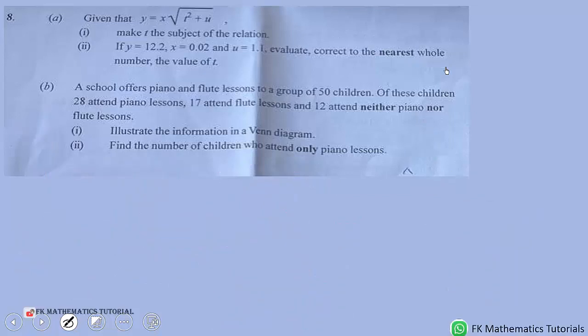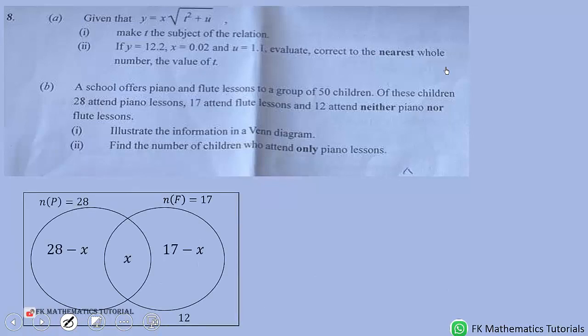So let's start. So we can draw a Venn diagram like this. The universal set, and illustrate it. Piano for P, flute for F. And we're told that 12 attend neither piano nor flute, so it will be here. Now we don't know the number who offer both, so we represent it with X. Then this will be only piano, 28 minus X.